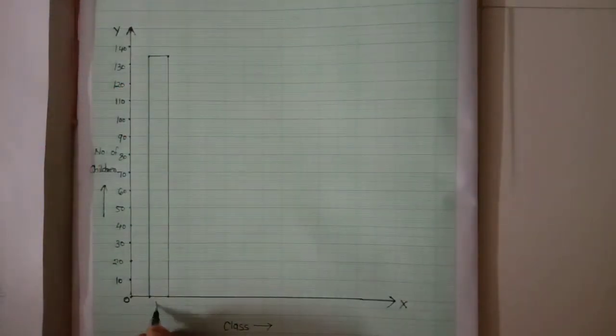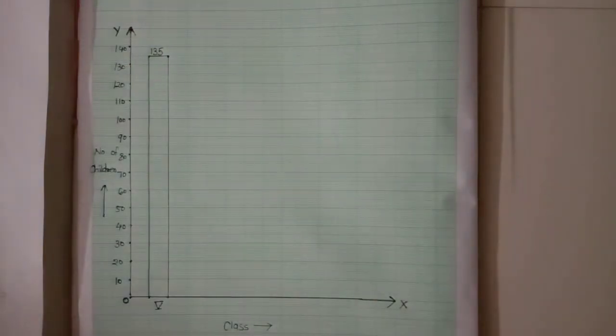Okay student, this is your 5th class. And how many children are there in 5th class? There are 135 students in 5th class. Now the second bar we will make for 6th class, and in 6th class there are 120 students.